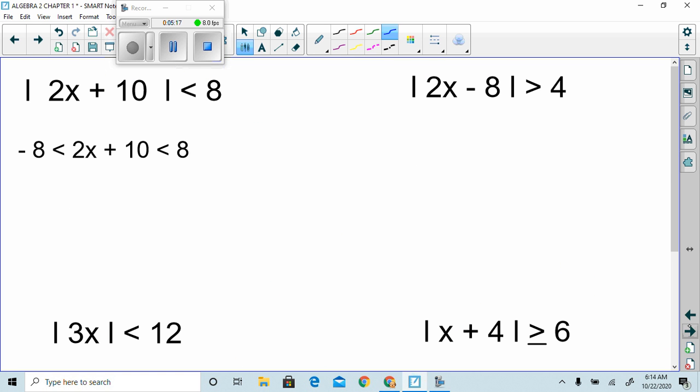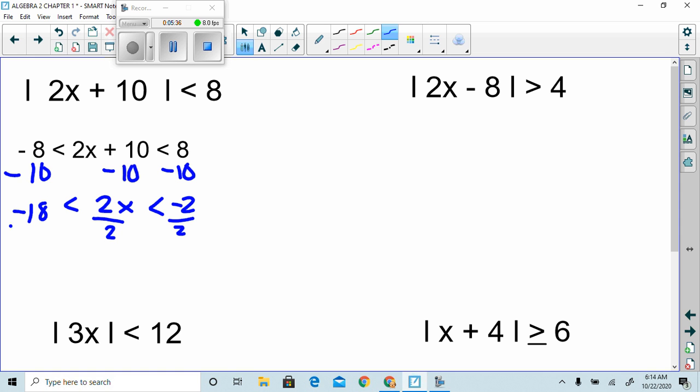I've set this one up for you because the less is the ones that nest in the middle. This is a two-step. I get negative 18 is less than 2x, which is less than negative 2. This is a two-step, so I have to keep isolating my variable. Negative 1. And there's my solution. I see greater than and more is or.